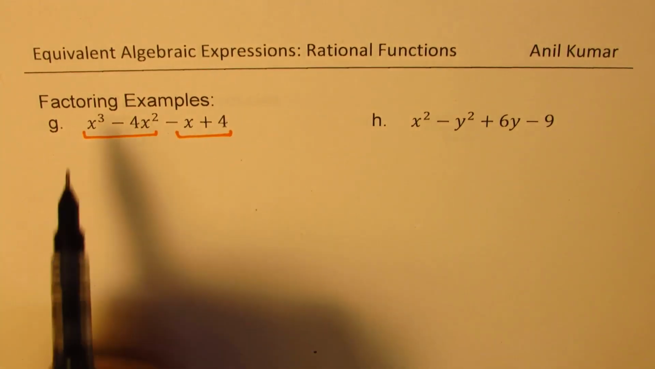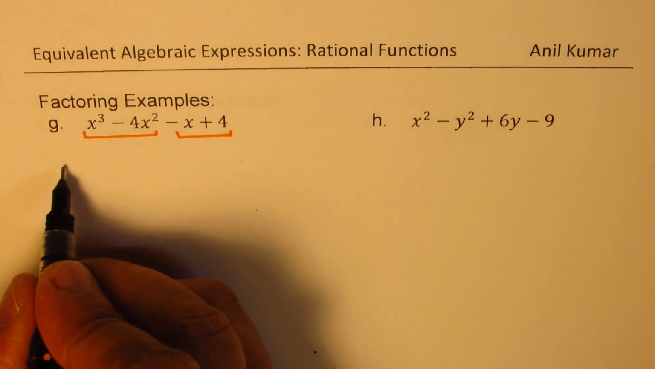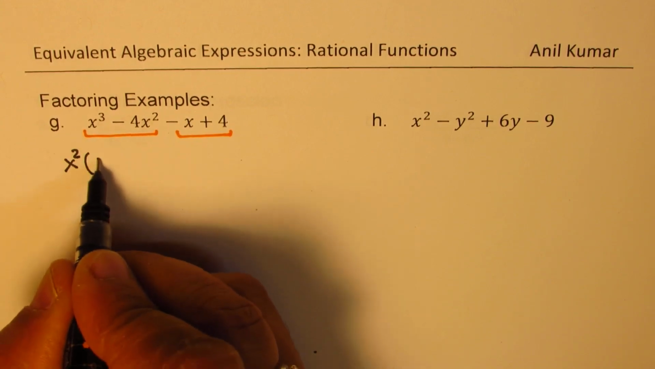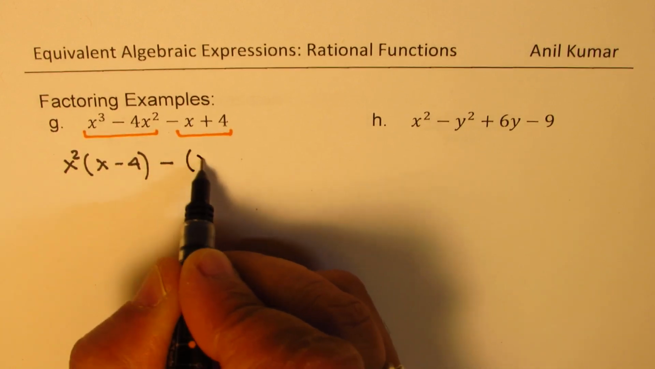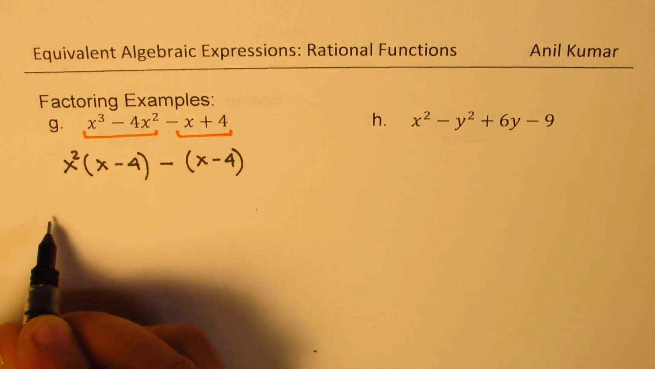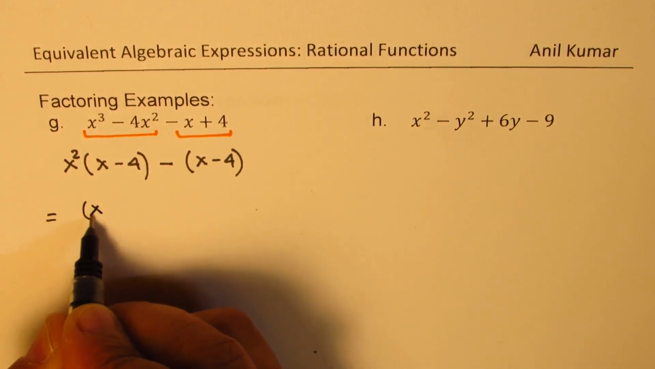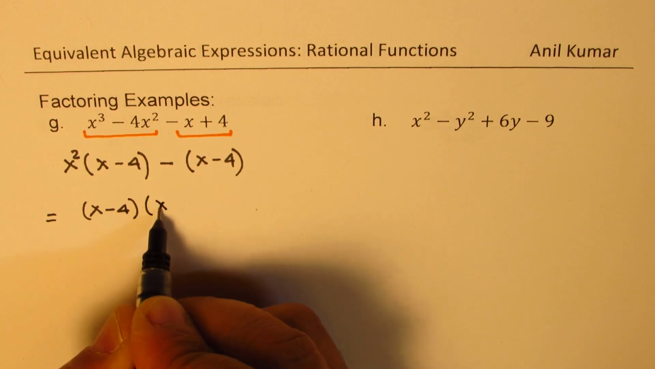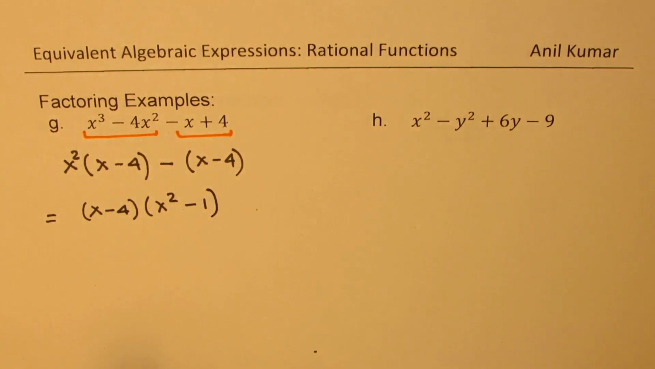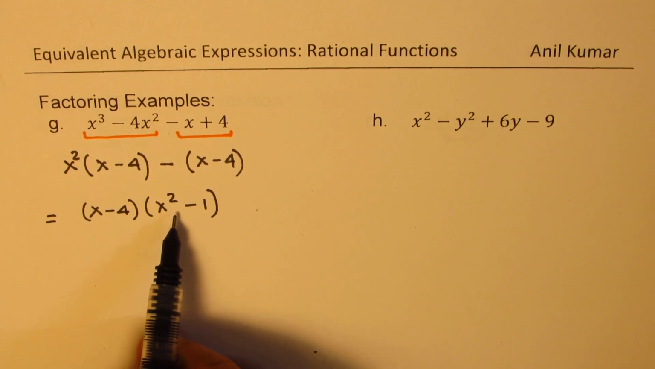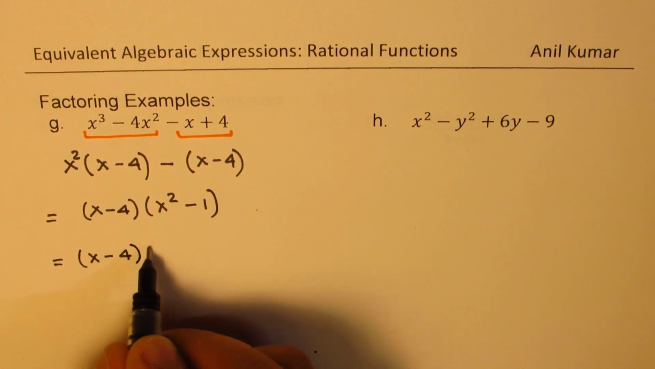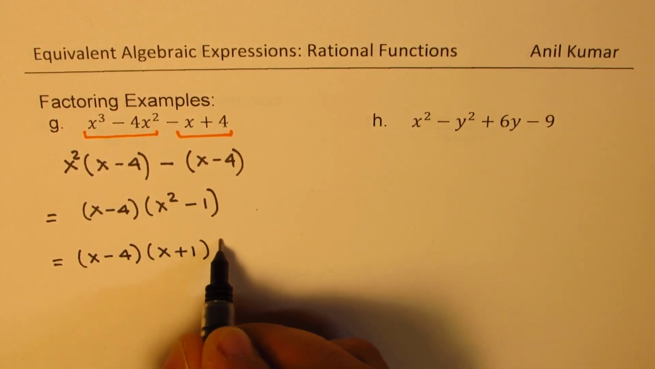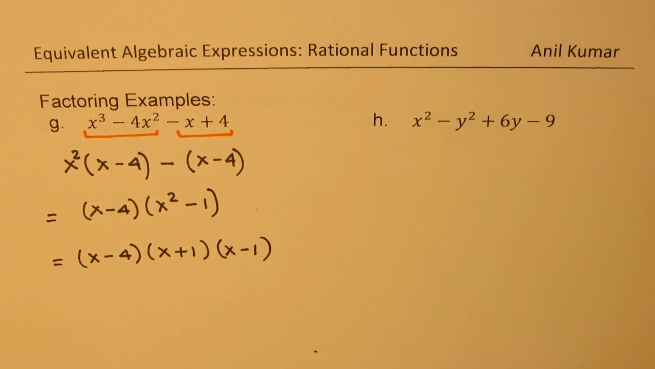Once you group them, you notice that we have x squared common in the first two. So we get x minus 4. We can take minus 1 common here and we get x minus 4. Now, x minus 4 is common, correct? So we get x squared minus 1 as our other factor. Now, as I said, we have to fully factor. x squared minus 1 can be further factored. So we get x minus 4 times x plus 1 times x minus 1 as the final result. That is how you factor this.